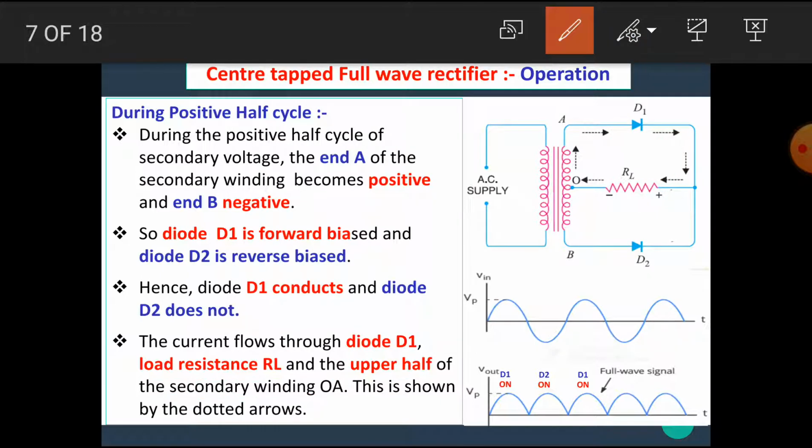That means during the positive half cycle point A becomes positive, point B becomes negative. Here, due to this combination, D1 becomes forward biased while D2 becomes reverse biased. Hence, D1 is in on state and D2 is in off state. Hence, during the positive half cycle, current flows through the point A, D1, RL to point O and then OA. This is the path of the current during the positive half cycle. I hope you all understand. During the positive half cycle, the lower part is in off state.